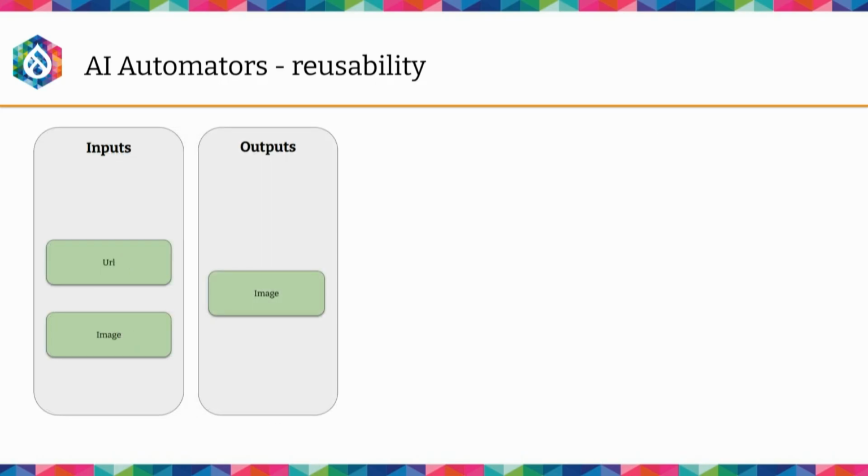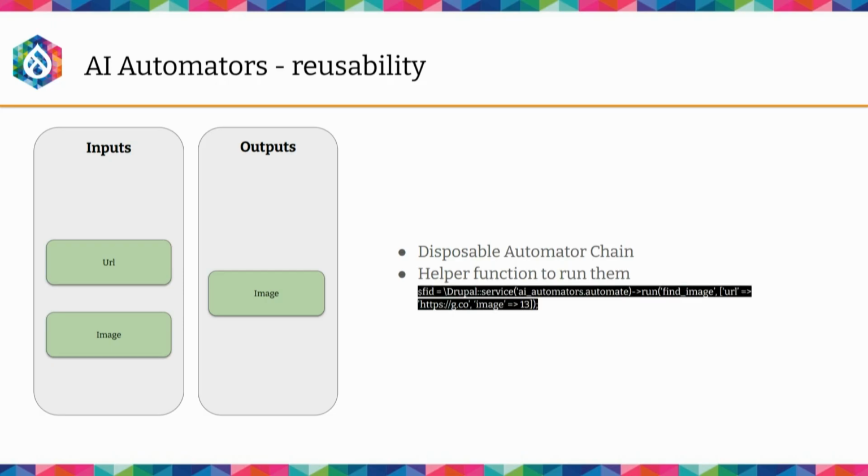As said before, the only thing you really care about, if you know that the process is working, is the input and the output. And because of this, we have something called disposable automator chains. This is basically just another entity type that is made for running these chains and, if wanted, destroy itself after. So that's a way we can solve where you just want the input and the output. There's a helper function for this.